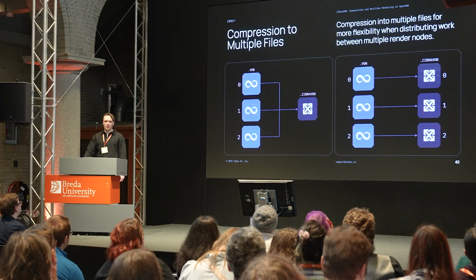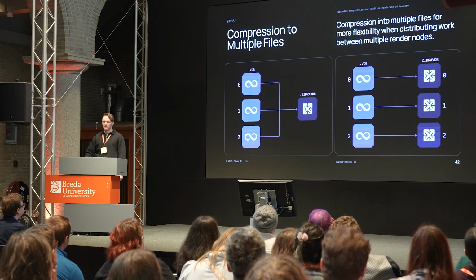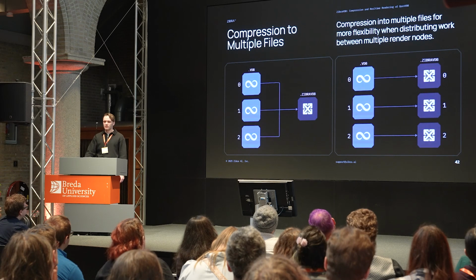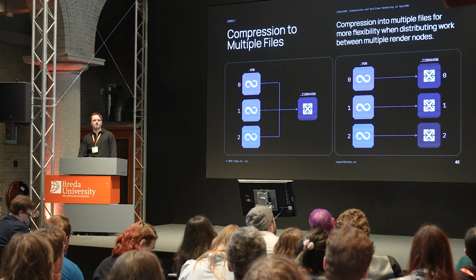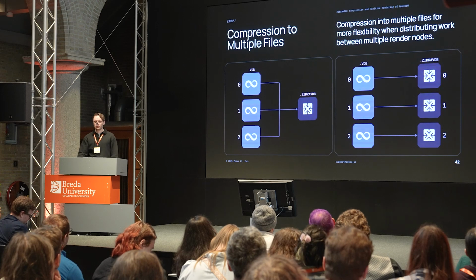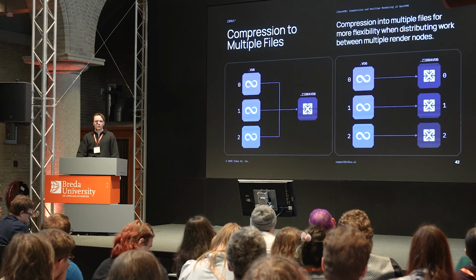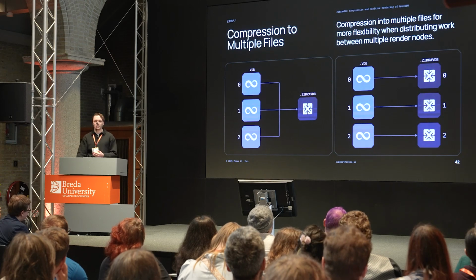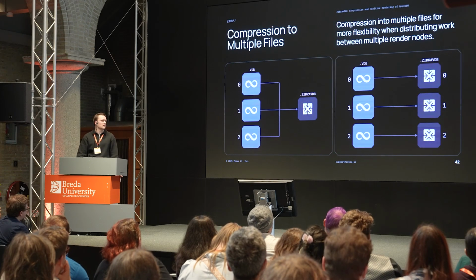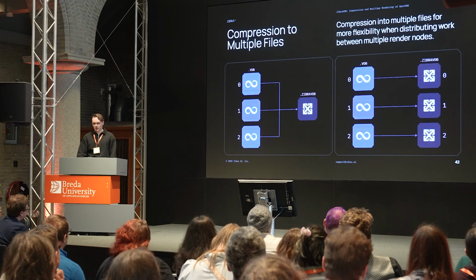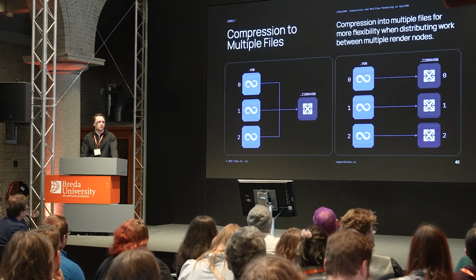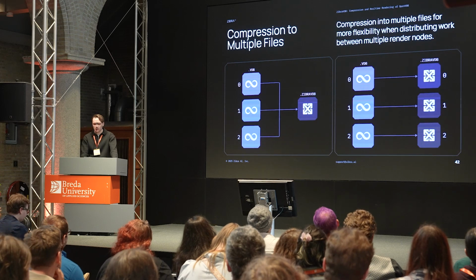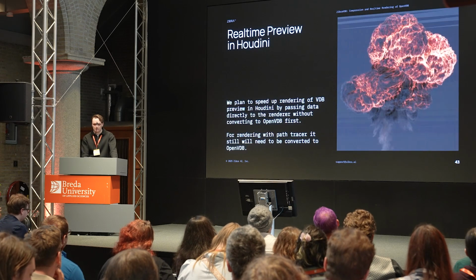Also, we are working on compressing VDB to different files, so basically a file per frame. This is mostly for offline rendering use cases when you have some effects that you are rendering on different render nodes. If it's one file, you need to pass this whole file to each render node, even if it consists of frames that are not rendering. So we want to have this option for you to compress into separate frames, separate files, so you can have more flexibility.